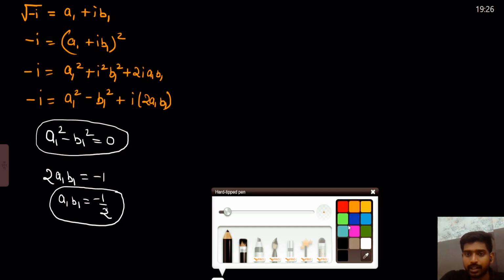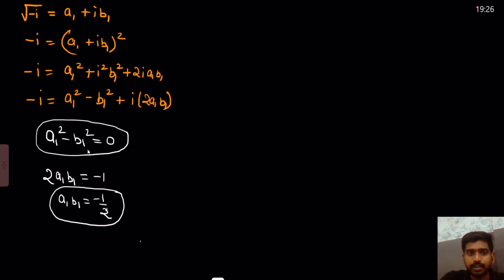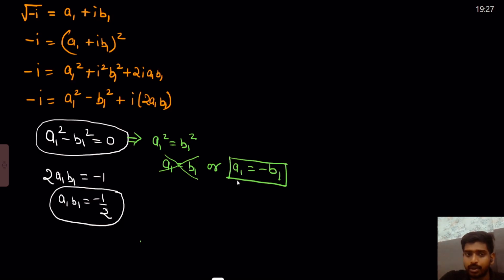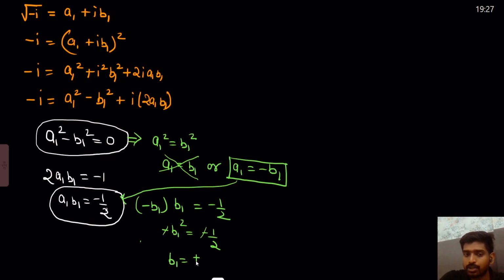Okay. So now we'll try to find the values of a1 and b1. Look here carefully. From here I can say that a1 square is equal to b1 square. If we take under root on both sides, we will get a1 is either equal to b1 or a1 is equal to minus b1. So we will reject this because both can't be of the same sign. Both will be of opposite sign. This one we will accept. Now next, I'll keep this here. We will get minus b1 into b1 is equal to minus 1 by 2. So here we will get minus b1 square is equal to minus 1 by 2. Minus got cancelled.